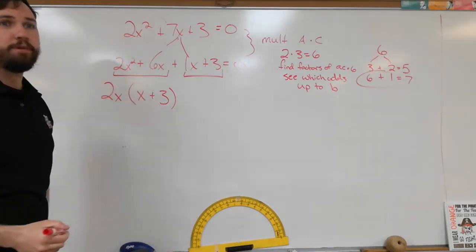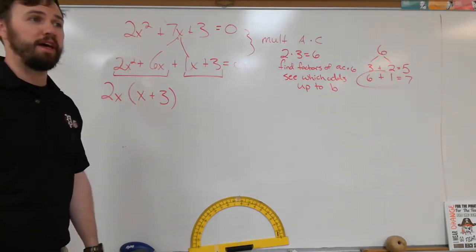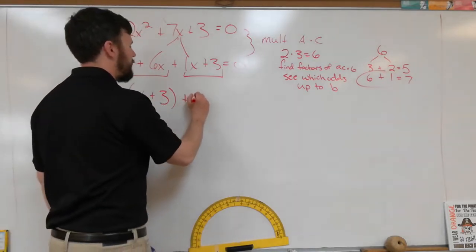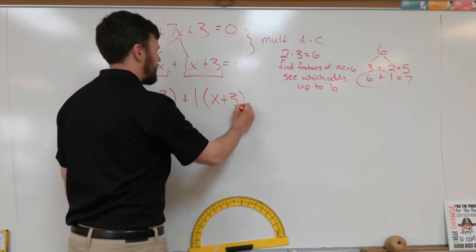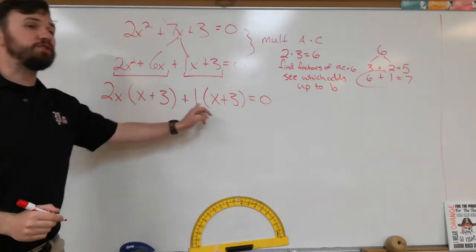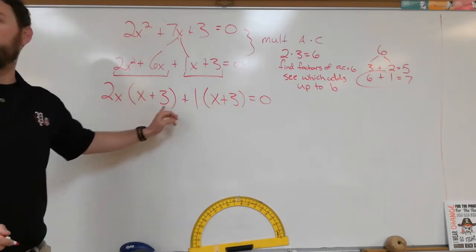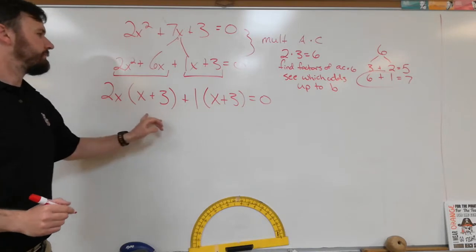What can I pull out of both these? What do they have in common? They don't both have an x, they don't both have a 3, but they both have a 1, so I can only pull out a 1 on this one. And it stays the same. These two things in parentheses should match. If they don't match, something went awry.